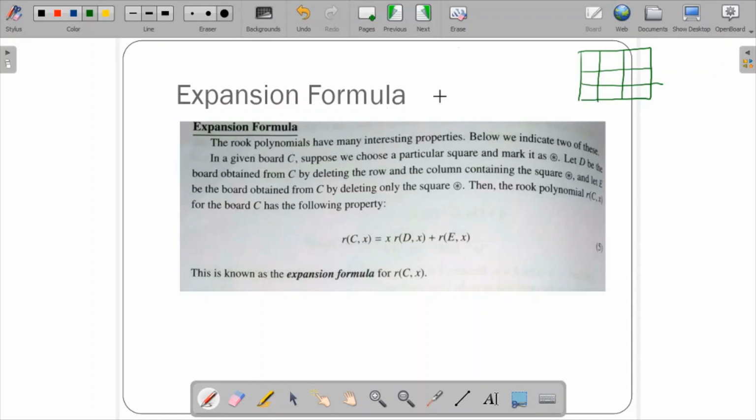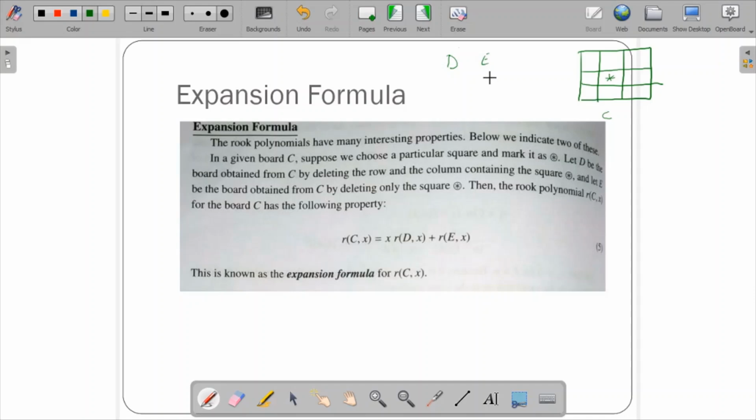In a given board C, suppose we choose a particular square. For example, I choose this particular square and mark it as star. Let D be the board obtained from C by deleting the row and column containing the square. The expansion formula divides this entire chessboard into 2: one is D and the other one is E.